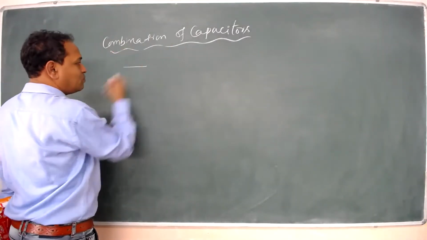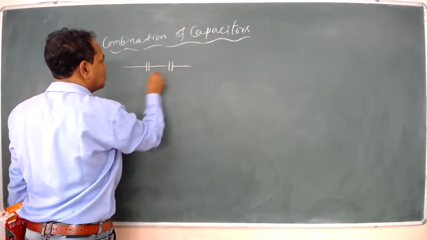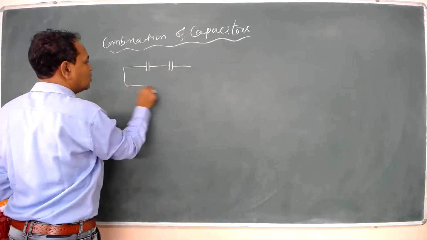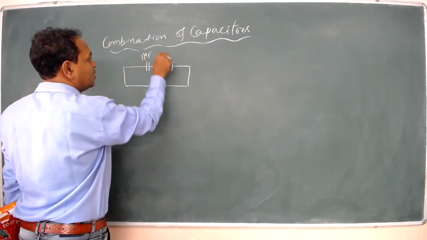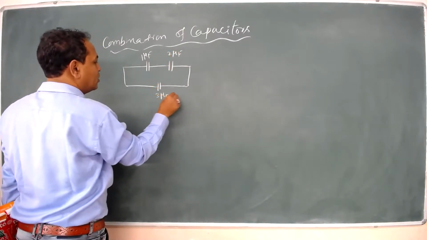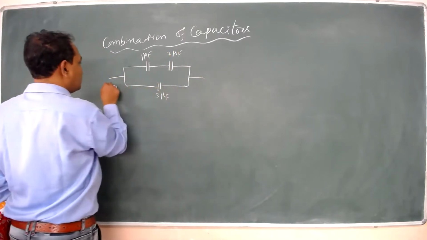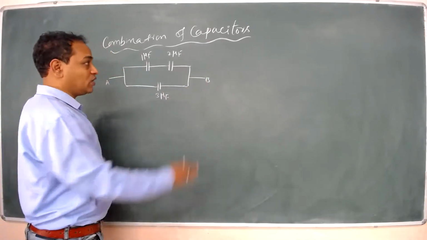Suppose say the same I will take. Suppose this is 1 microfarad, this is 2 microfarad, this is 3 microfarad. These two are connected to A and B. Then how to solve this problem? What is the effective capacitance?